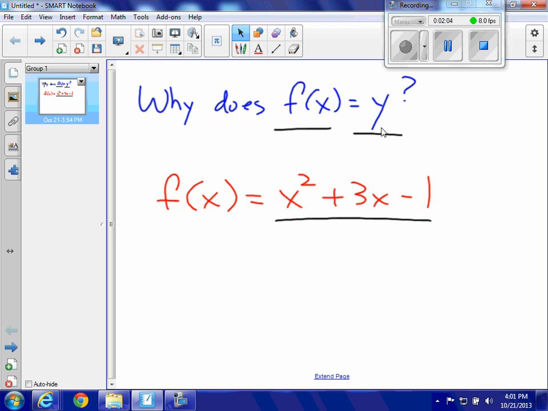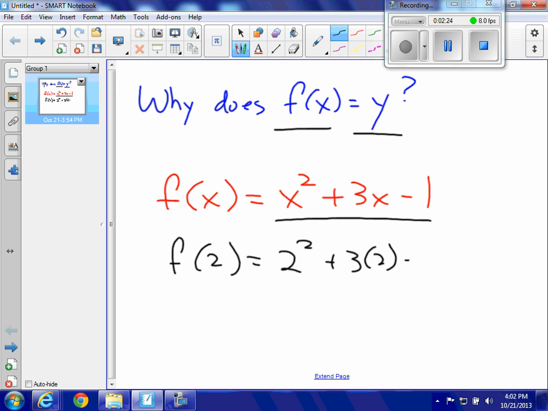I'm not going to go through the definition of function right now. We know it's, for every x, there's one and only one y, the vertical line test. But all I did just a minute ago was I did f of 2 is equal to 2 squared plus 3 times 2 minus 1. I evaluated the function for 2. I evaluated the expression for the number 2.